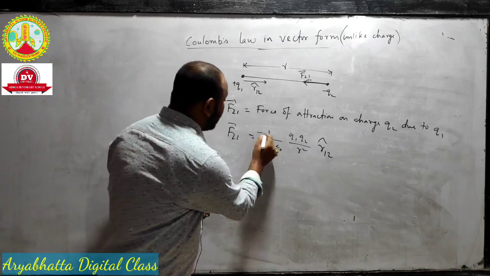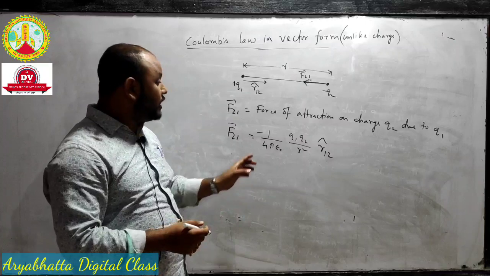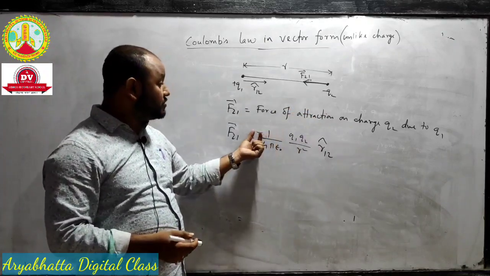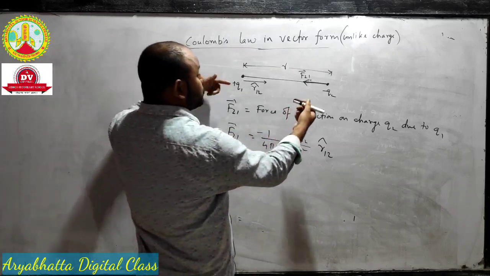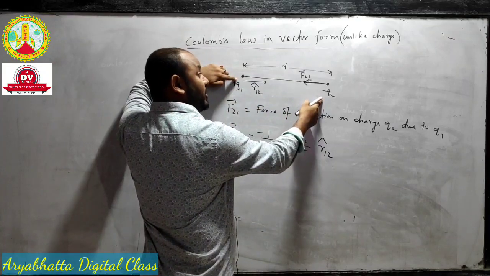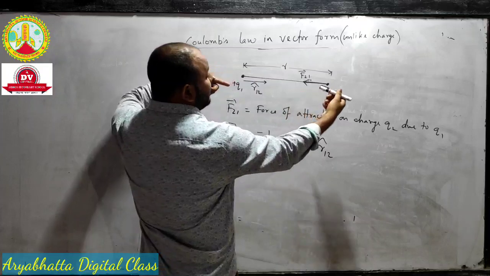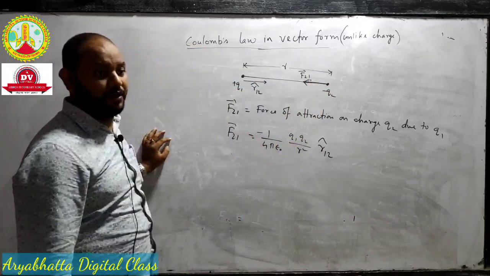That is why a negative sign will appear before this equation. This negative sign is not because of the charge. This negative sign is because of the opposite directions. The direction of the position vector is from Q1 to Q2, and the direction of the attracting force is from Q2 to Q1. That is why their directions are opposite, and this negative sign will appear.